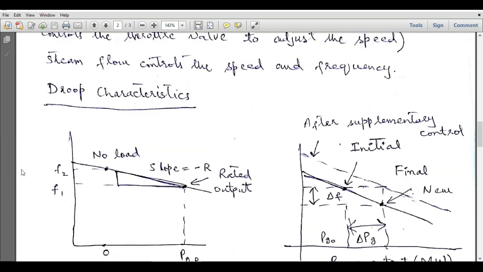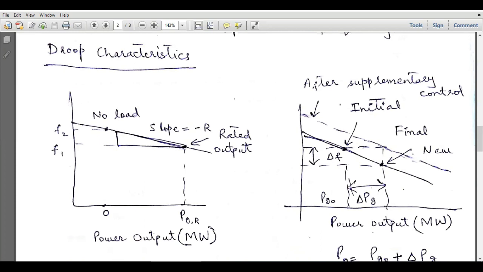So in automatic generation control, the most important characteristic is the droop characteristic. And a droop characteristic is actually a curve between the output power of the generator and the frequency of the output power. So here you can see that at no load, the frequency of the generation is F2, and this is the rated power, which is PGR.